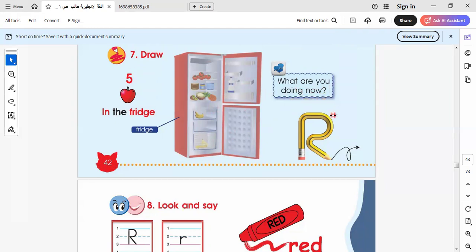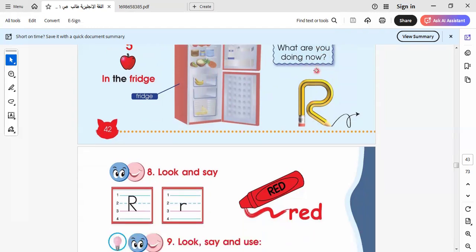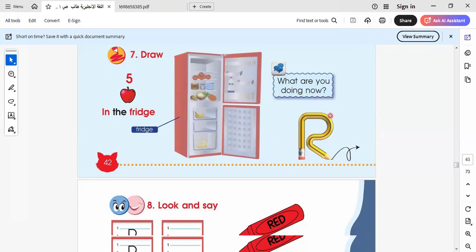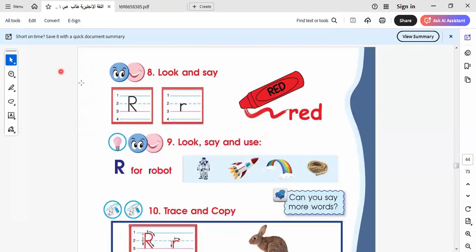What are you doing now? Here I ask about something that we do now, at the time of speaking. We can say, I'm reading a book, I'm playing with my friends, I'm going with my parents to the park, I'm listening to music. When I say what are you doing, I'm asking about something that I do at the moment of speaking. Let's go to another item here in this unit.